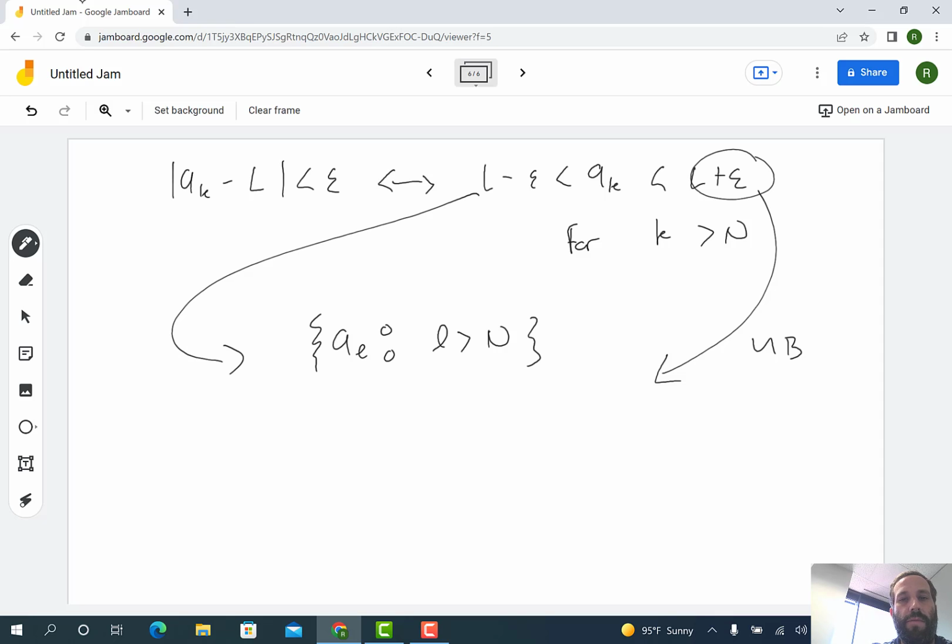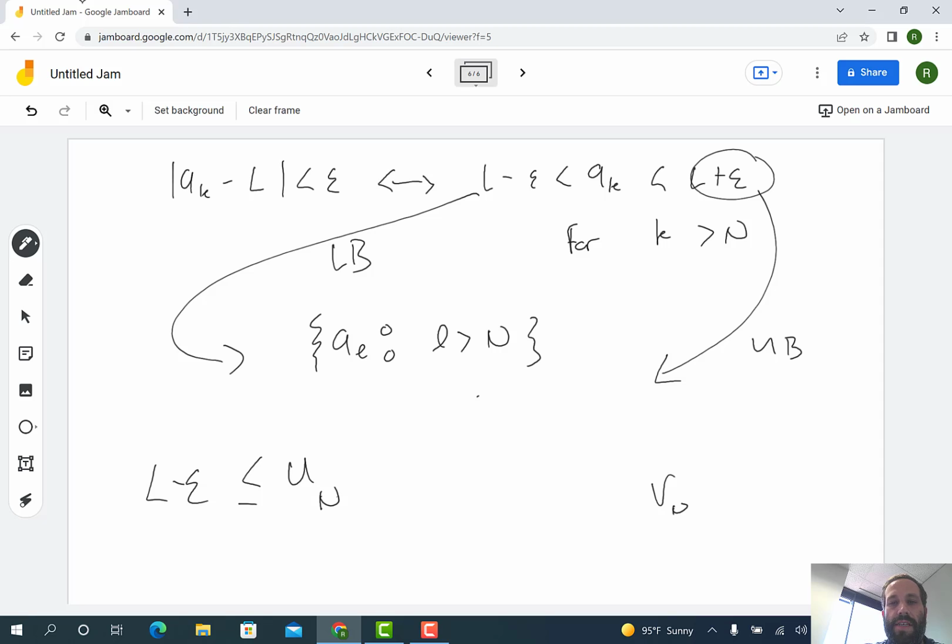L minus epsilon, similarly, is going to be a lower bound for this set, because we're saying as long as k is bigger than N, a_k is bigger than L minus epsilon. So L minus epsilon is a lower bound for this set. Now, U_n is the infimum. In particular, it is the greatest lower bound. Since L minus epsilon is a lower bound, we know L minus epsilon is less than or equal to U_n, the infimum of this set, by definition of U_n.